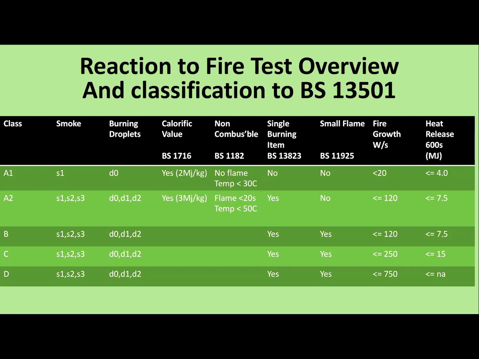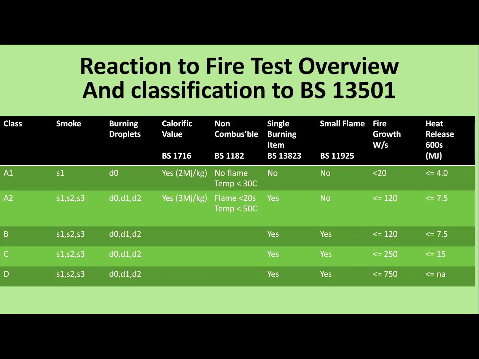Then we have smoke. For class A1, the smoke must be S1 and the burning droplets must be D0. Now it's the only area where those two aspects are actually governed. In every other respect, A2, B, C and D, as far as the guidance is concerned, you're allowed S3 and D2, which effectively means they're not controlled.